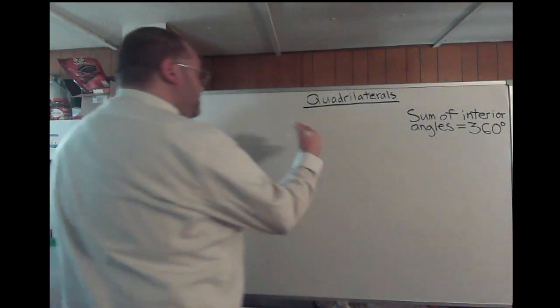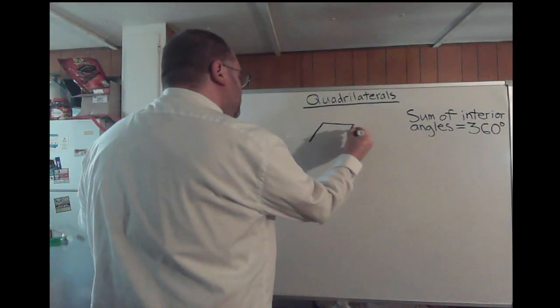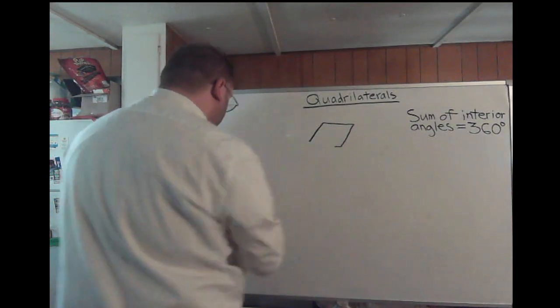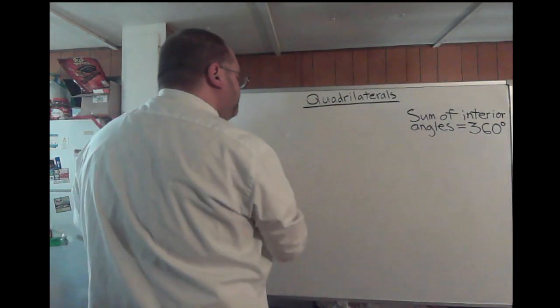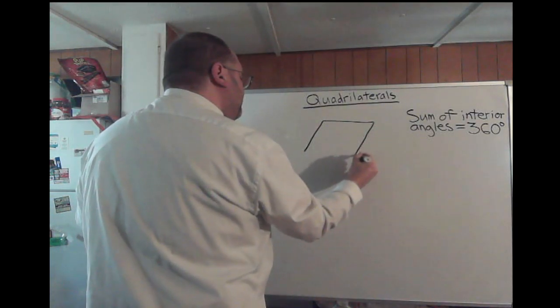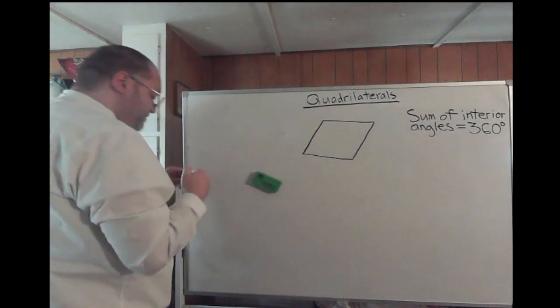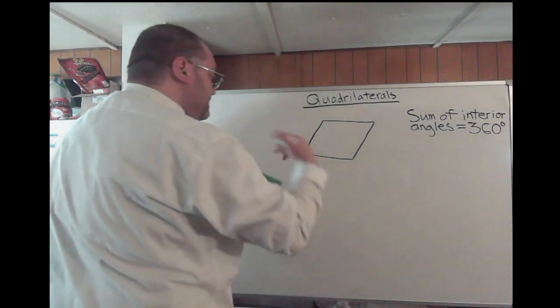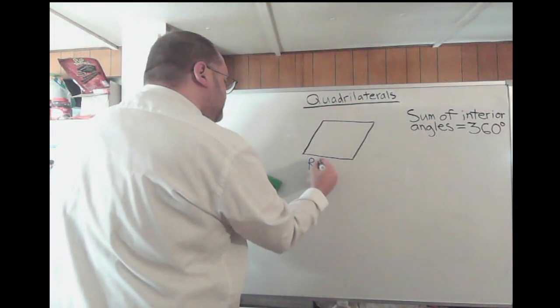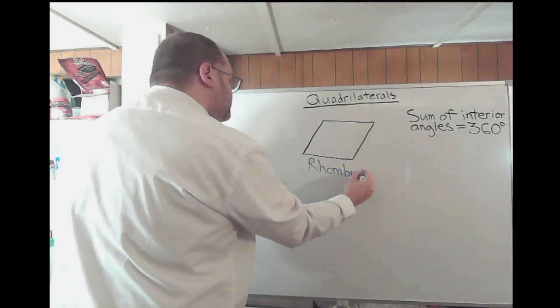Then I'm going to draw something here which we haven't really talked much about. Let me draw a little bit bigger, shall we? We have here what is called a rhombus.